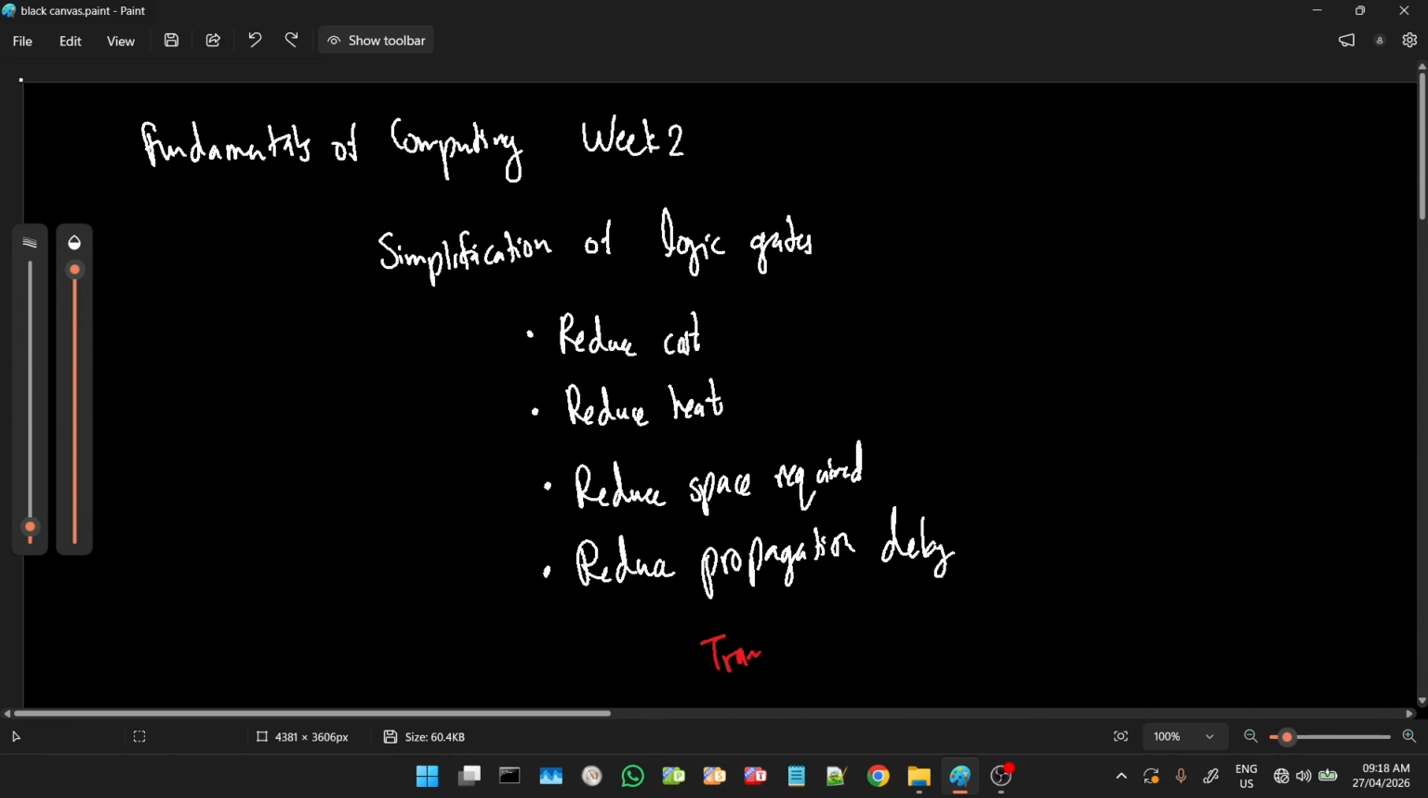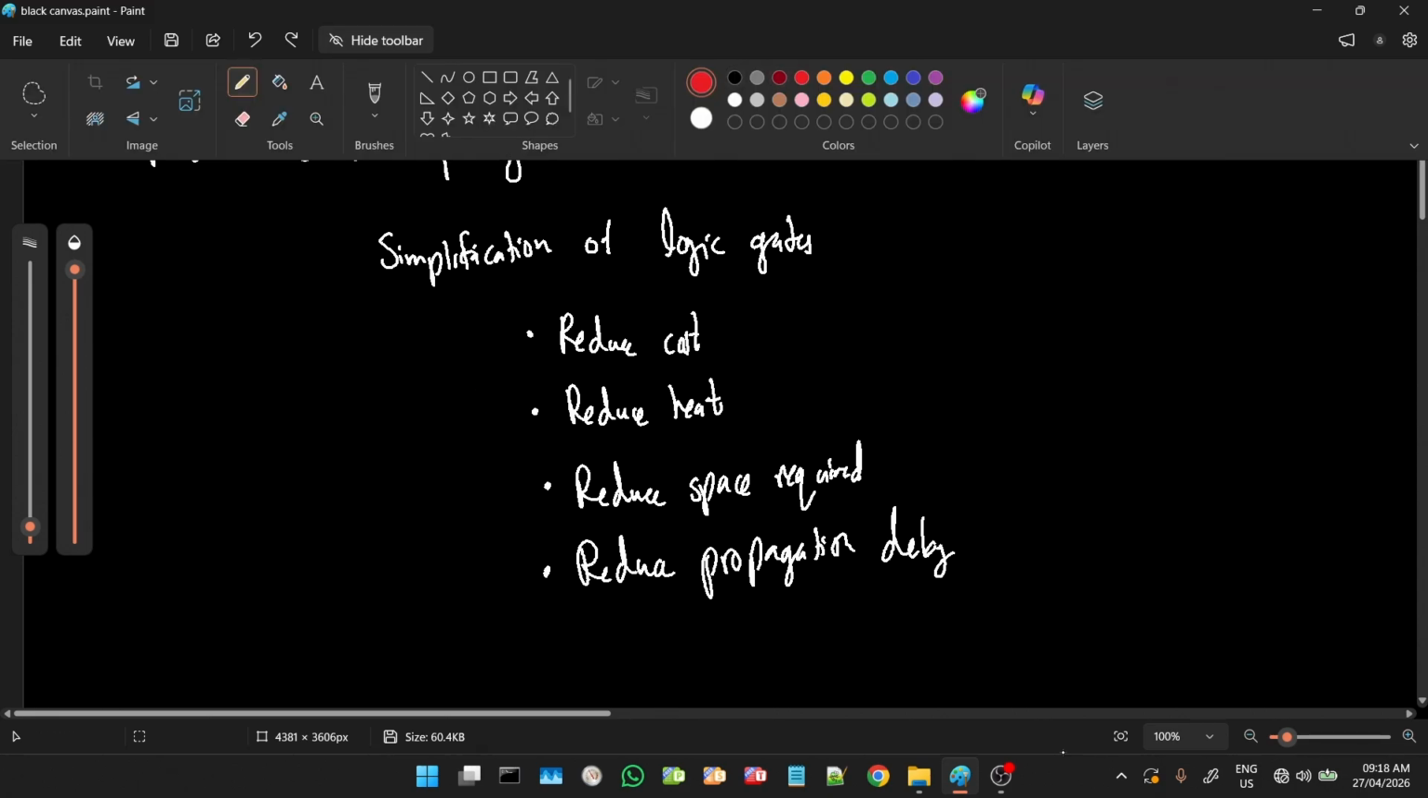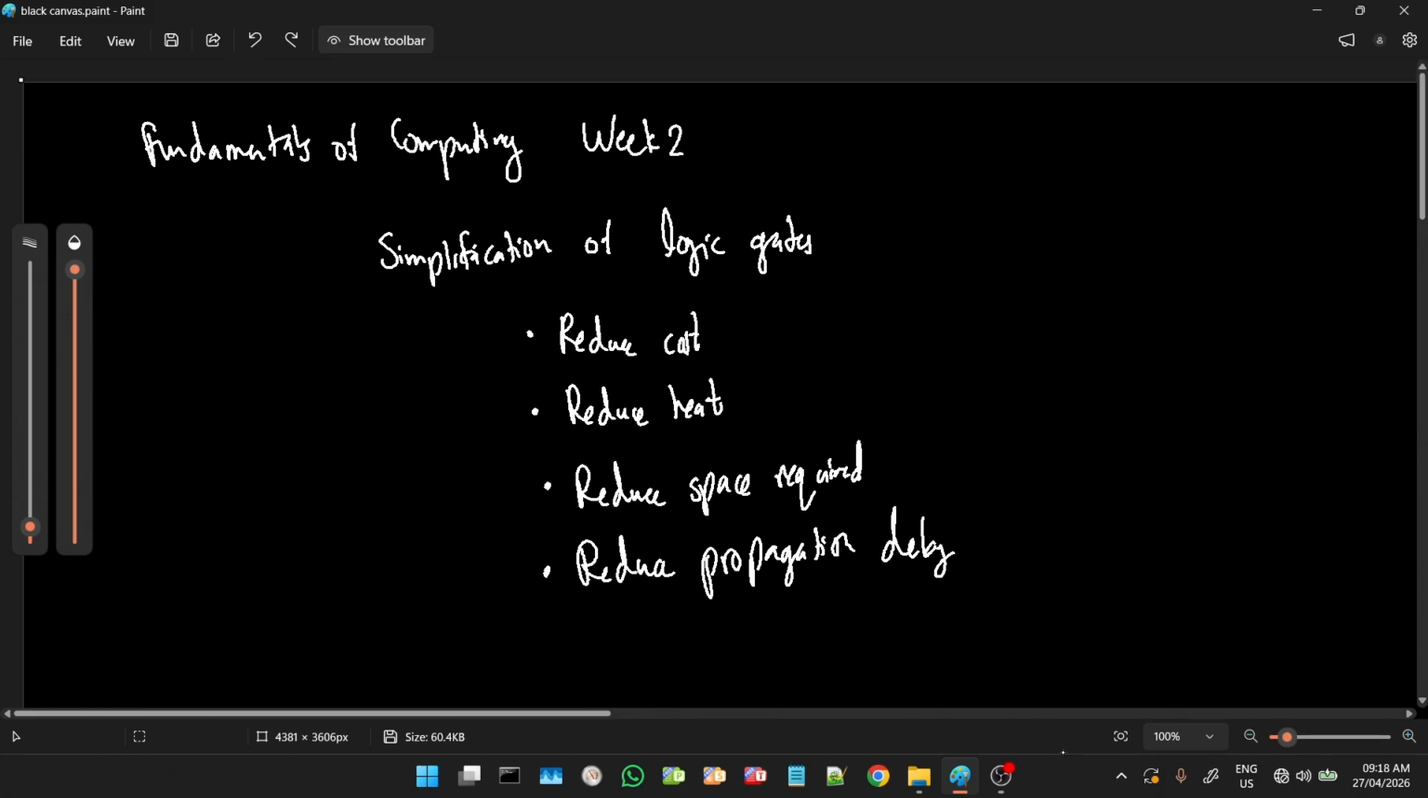Come on, they're both the same. So anyways, back to FC. So this is why we simplify our logic gates.